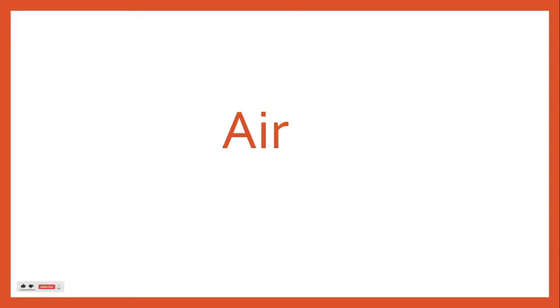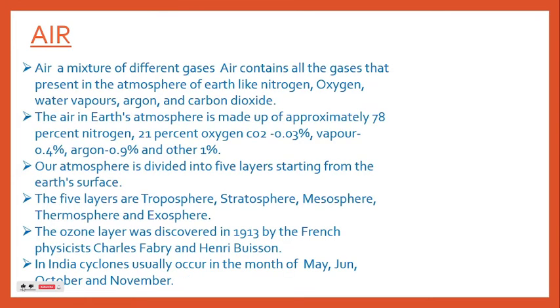Let's begin our class. Air is a mixture of different gases. In the air, it contains gases like nitrogen, oxygen, water vapor, argon, and carbon dioxide. These all gases are present in the air. The air in the atmosphere contains nearly 78% nitrogen, 21% oxygen, 0.03% carbon dioxide, 0.4% vapors, 0.9% argon, and other gases make up 1% of the atmosphere.